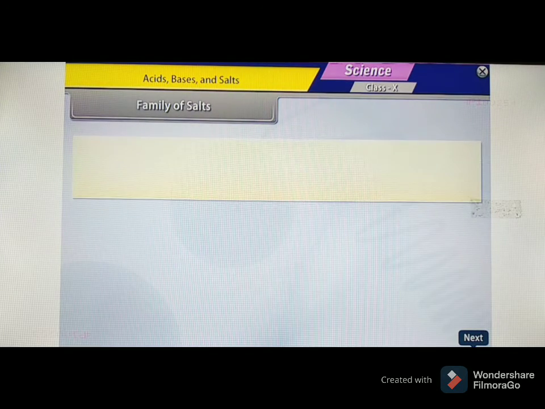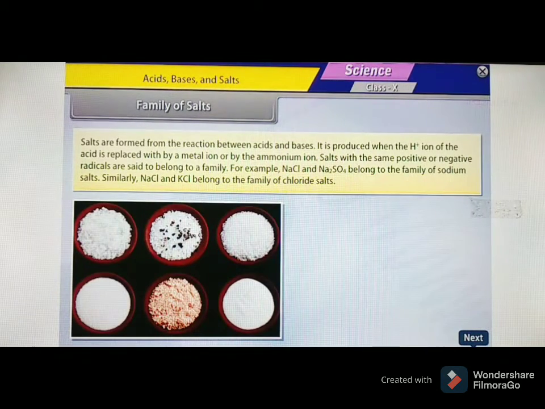Family of salts. Salts are formed from the reaction between acids and bases. It is produced when the H plus ion of the acid is replaced by a metal ion or by the ammonium ion. Salts with the same positive or negative radicals are said to belong to a family.